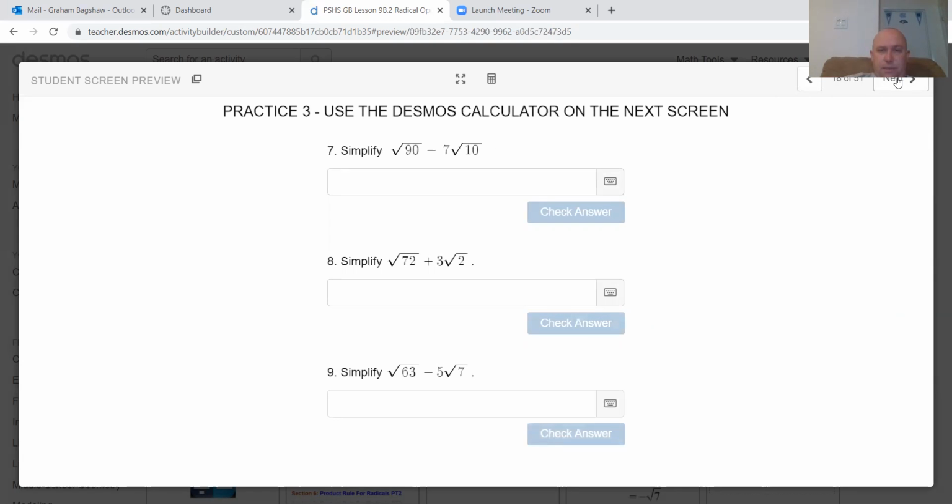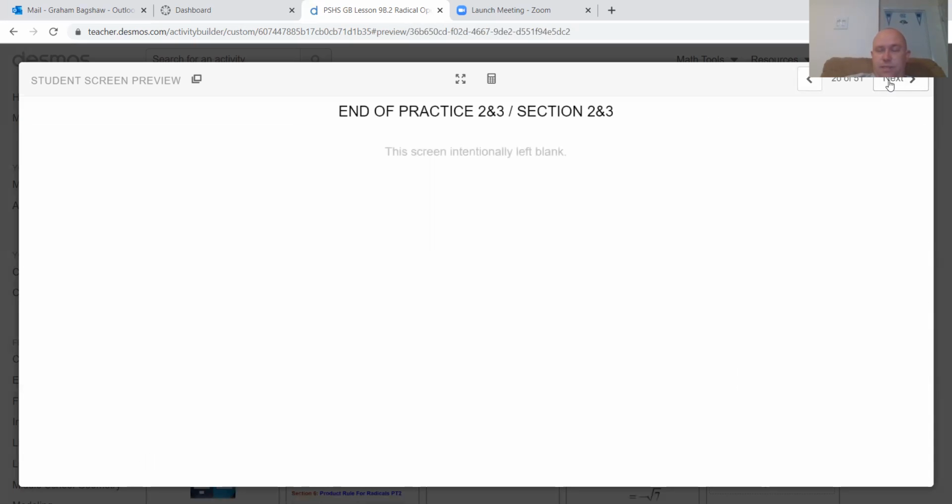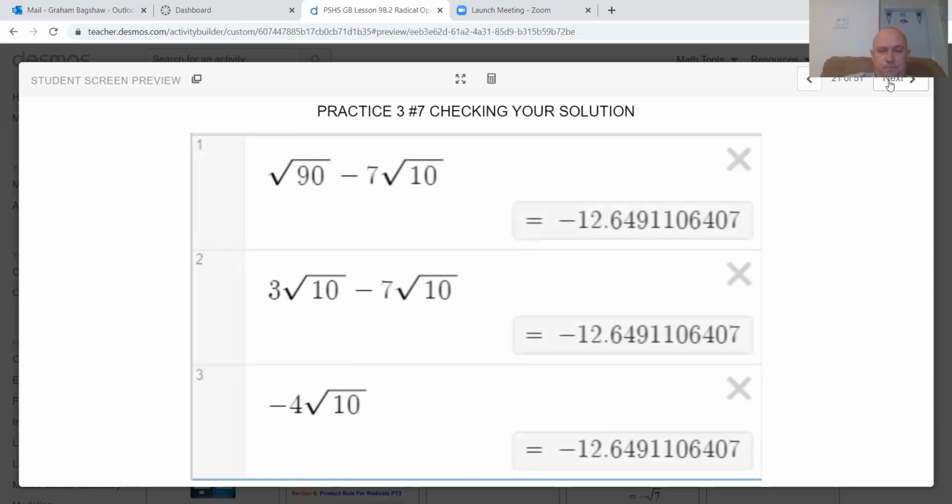That was the end of practice 2 and section 2. Section 3 is very similar, so we should be able to just continue here. There's no additional examples. Try simplifying the square root of 90. Try simplifying the square root of 72. Try simplifying the square root of 63. And once again, use those together. So section 2 and section 3 are very similar, just slightly more difficult on section 3 perhaps.